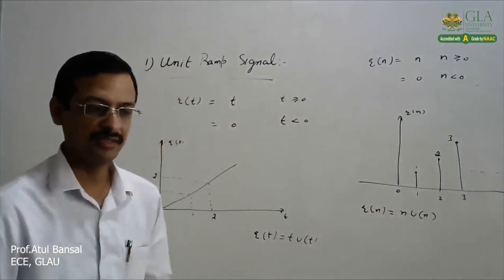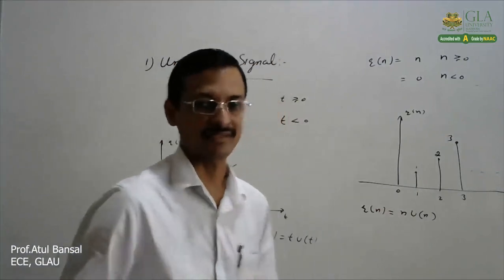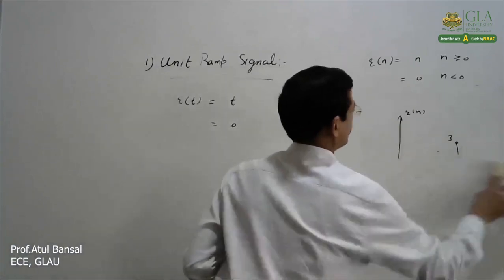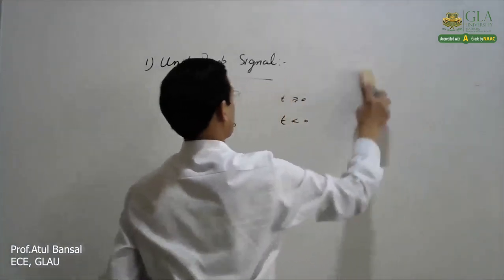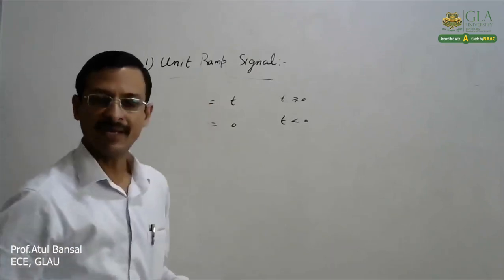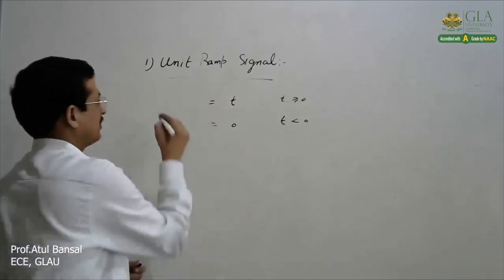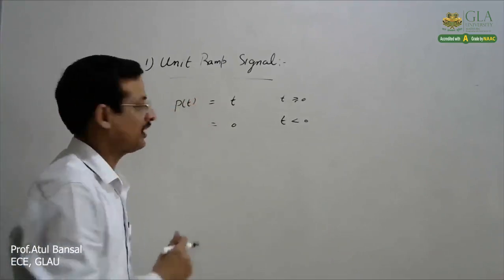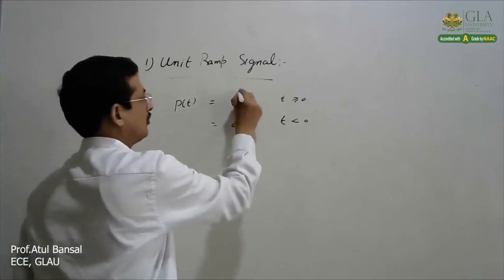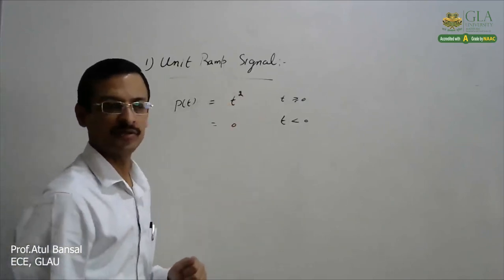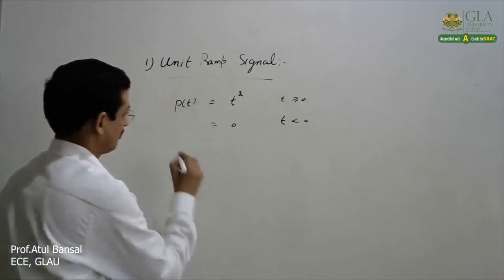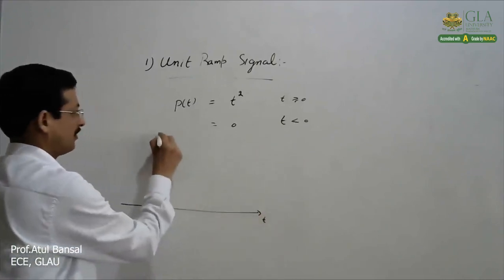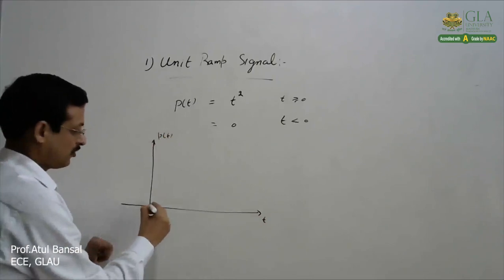Now the third signal in this is the unit parabolic signal. Parabolic, again, we have already studied in mathematics. This is denoted by p(t), parabolic, and it equals t square for t greater than or equal to 0, and 0 for t less than 0. Graphically, if you plot this, its shape will look like a parabola.